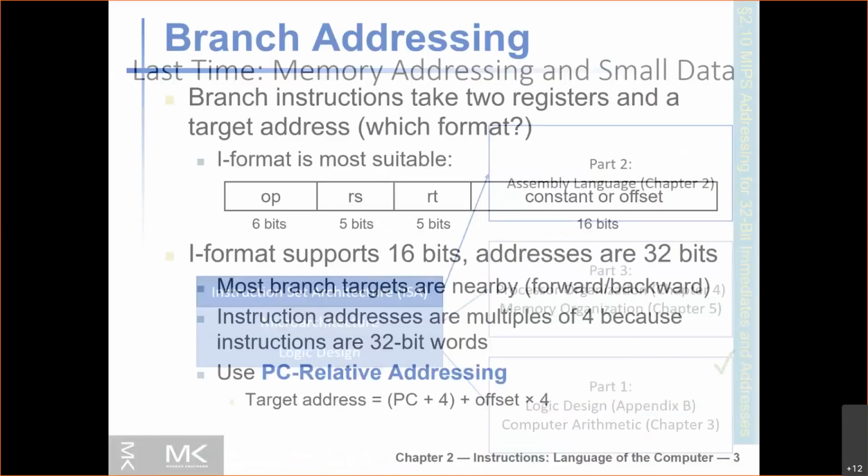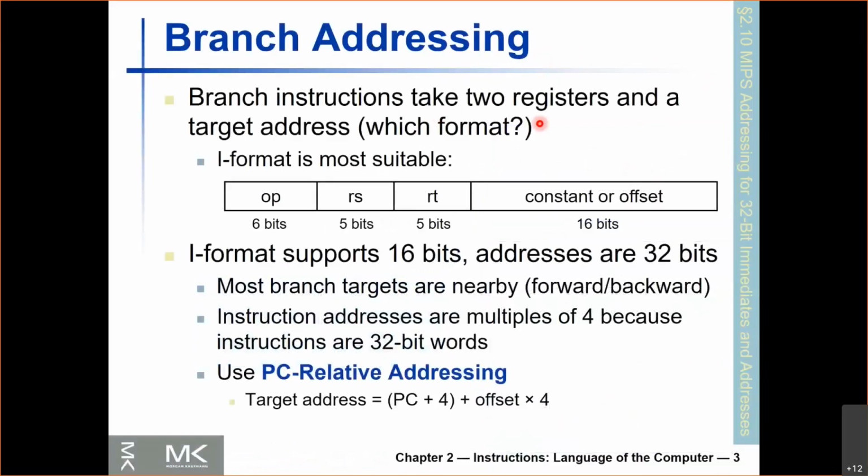We started by talking about branch addressing, and we said that branch instructions use the I format, and the I format only gives us 16 bits to represent the label, but the label points to an address that is 32 bits long. So in order to represent a 32-bit address using just 16 bits, we used PC relative addressing, where instead of representing the full address, we represented the label as an offset from the address of the branch instruction itself.